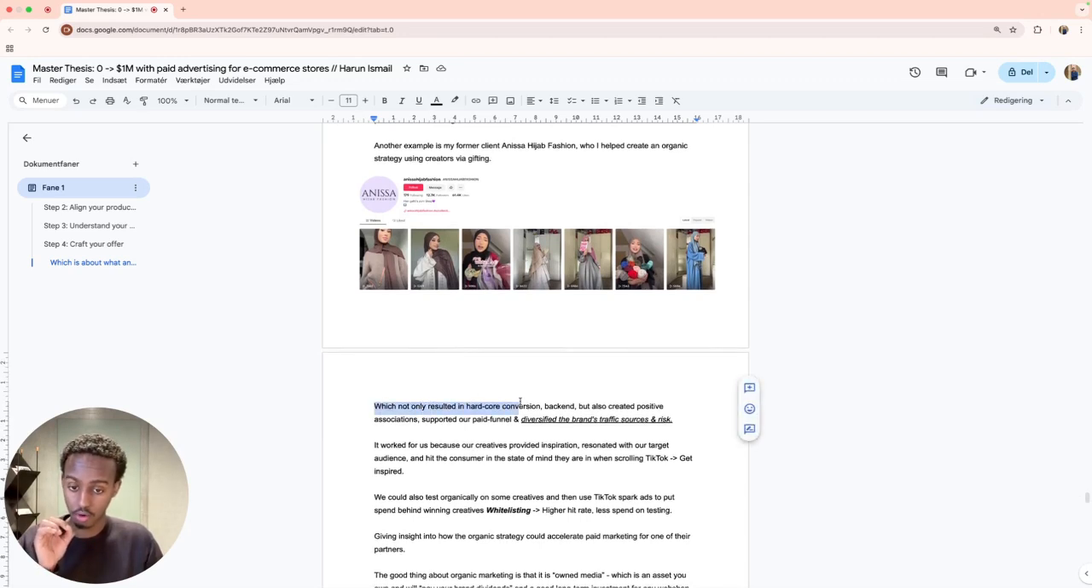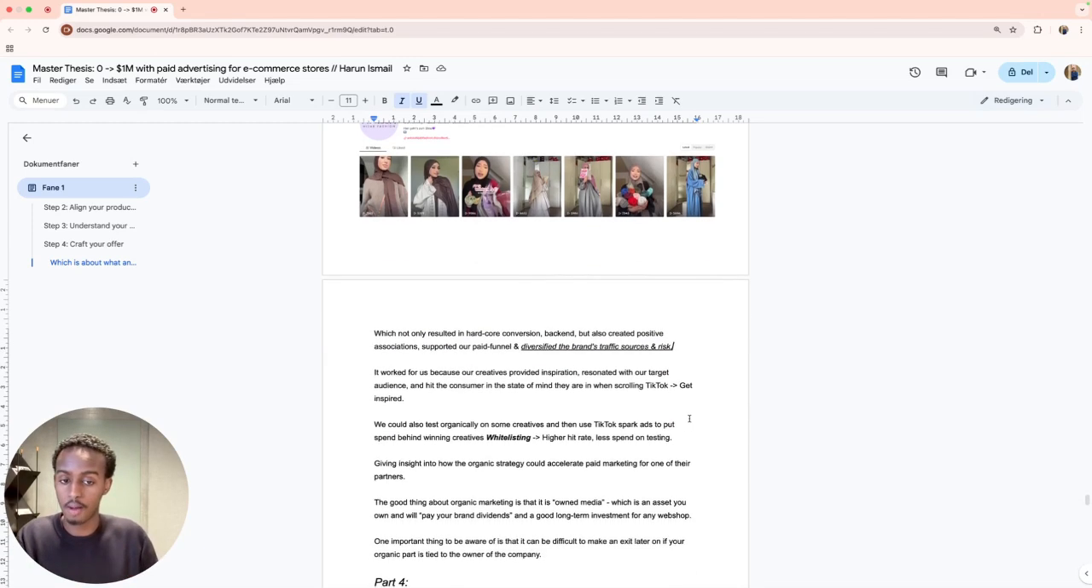And that did not only result in hardcore conversions on the back end, but it also created positive associations supporting our paid funnel and diversified the brand's traffic sources and overall risk of the company, making it a company of a higher valuation because you haven't tied all of your efforts onto one or two channels, as an example.